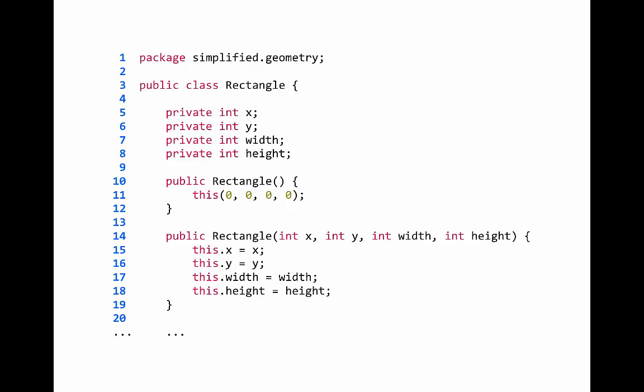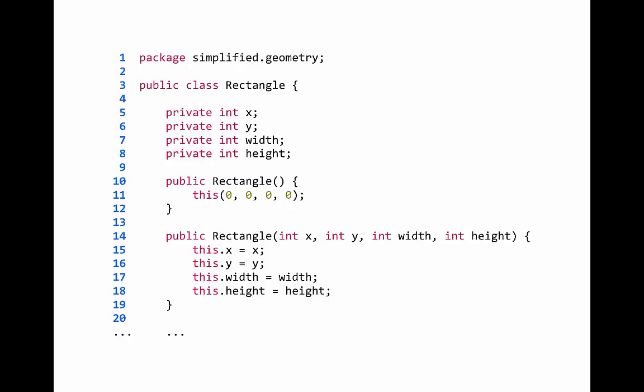Next, we see that the class is named rectangle. And then we immediately see four private fields: x, y, width, and height. These fields have not been initialized. We'll make sure that all of them are initialized in the constructor. Since these fields are private, they cannot be accessed from outside the class. They can only be accessed from within this class.